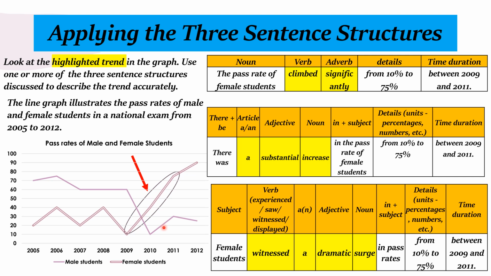Also, instead of climbed, we could use jumped, soared, increased. Instead of substantial, we could say considerable or sharp. The time phrase could also be moved to the beginning for a change. The key takeaway is to apply different sentence structures and use different vocabulary to achieve a high score.